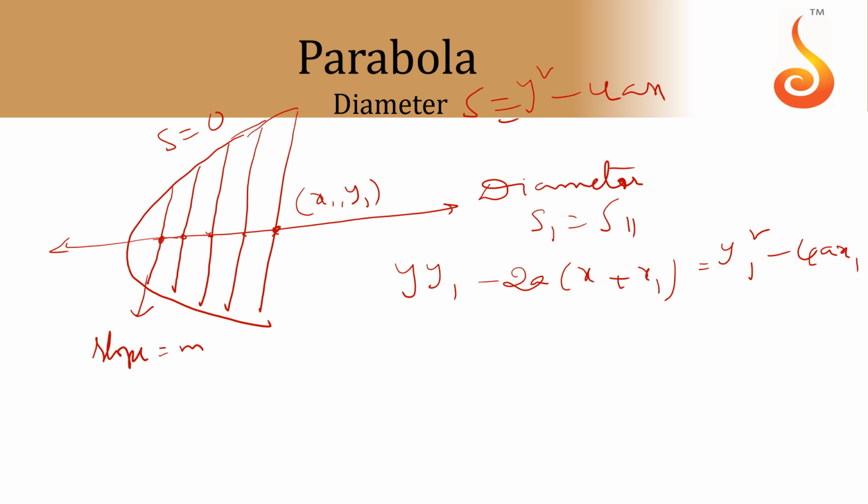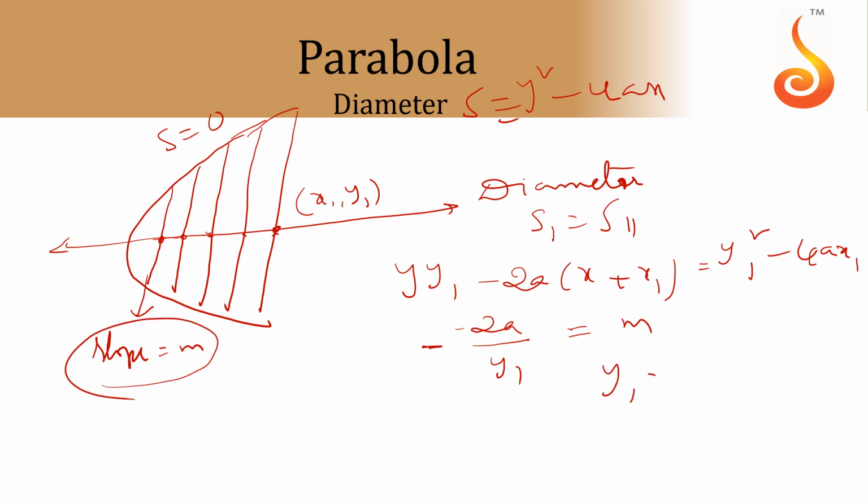So what is the slope here? Minus x coefficient is 2a by y1. Minus x coefficient is minus 2a by y1, which should be equal to m, because the slope of the parallel chords must be equal to m, we assumed.